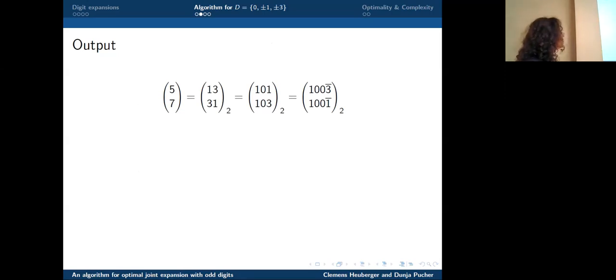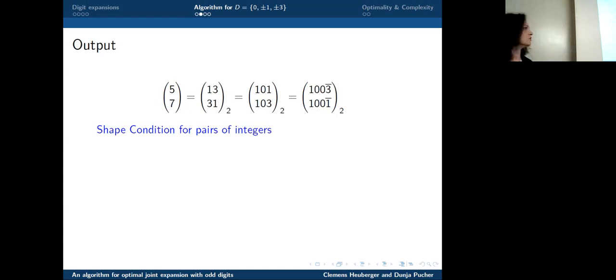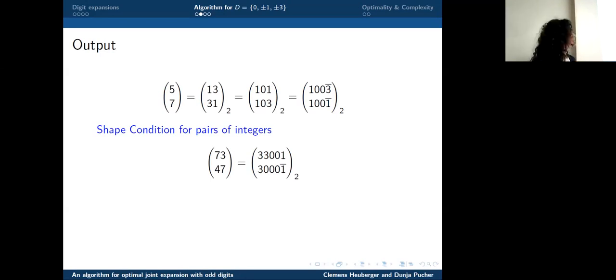So that is why we have imposed some syntactic constraints. And this is self-inflicted. This is, of course, not necessary to do, but we were motivated by joint sparse forms. So we introduced a so-called shape condition for pairs of integers. And I will explain it. There are 3 properties I will explain on this example. So this is the output of the algorithm for integers 73 and 47.